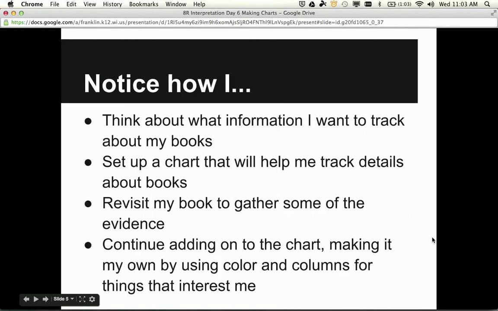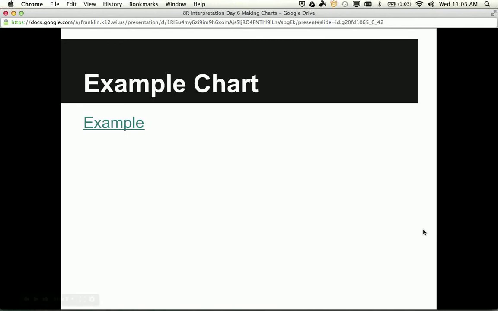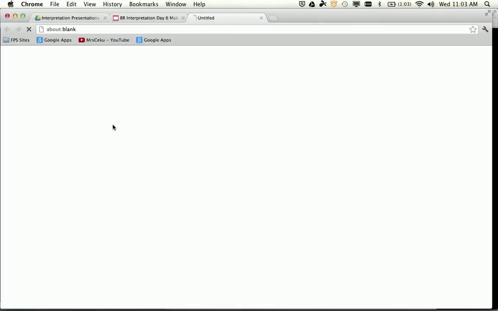I want you to notice these things. Think about what information I want to track about my books. Set up a chart that will help me track details about books. Revisit my book to gather some of the evidence. Continue adding on to the chart, making it my own by using color and columns for things that interest me. I would highly, highly suggest you use color. Here's an example of a chart that Mr. Whitcomb made.